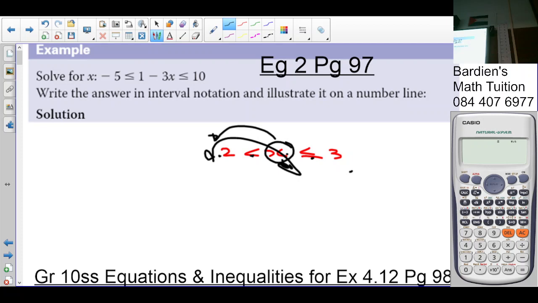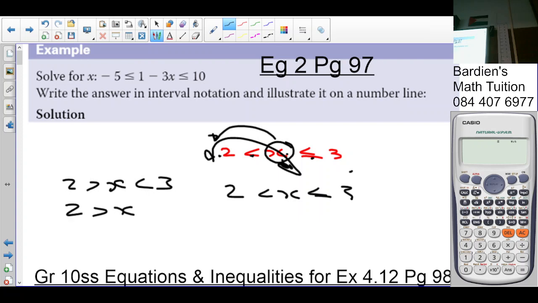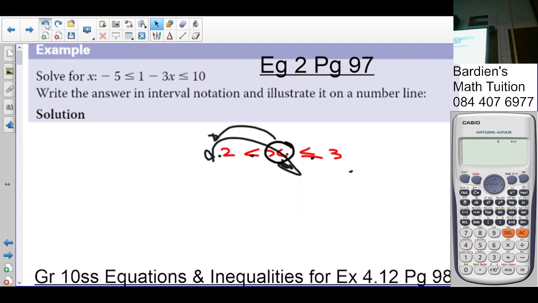If you draw the inequality together like this, then the inequality sign will always be this way. You guys understand? It will never be like that or like that. Okay? It will always go that way. So let's read that inequality again. X is more than 2 but less than or equal to 3.